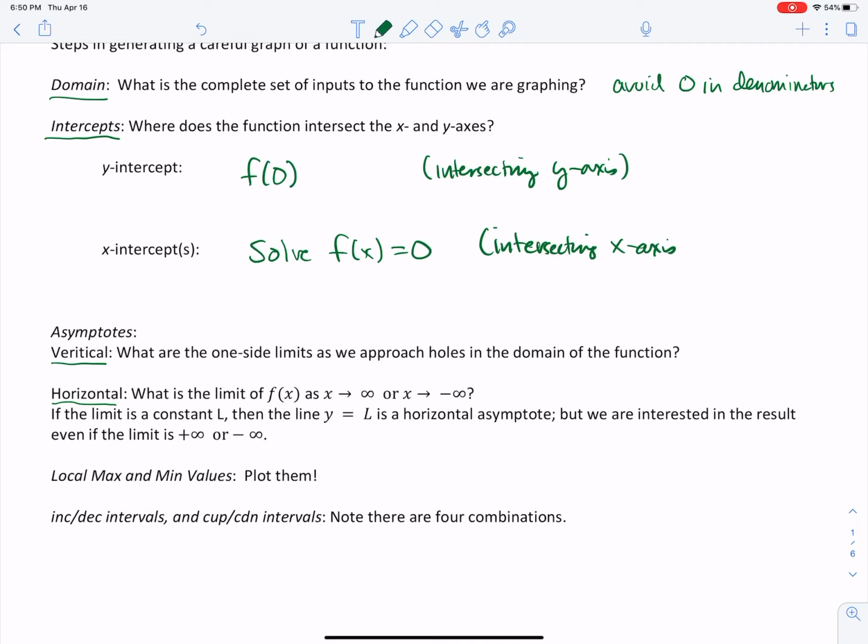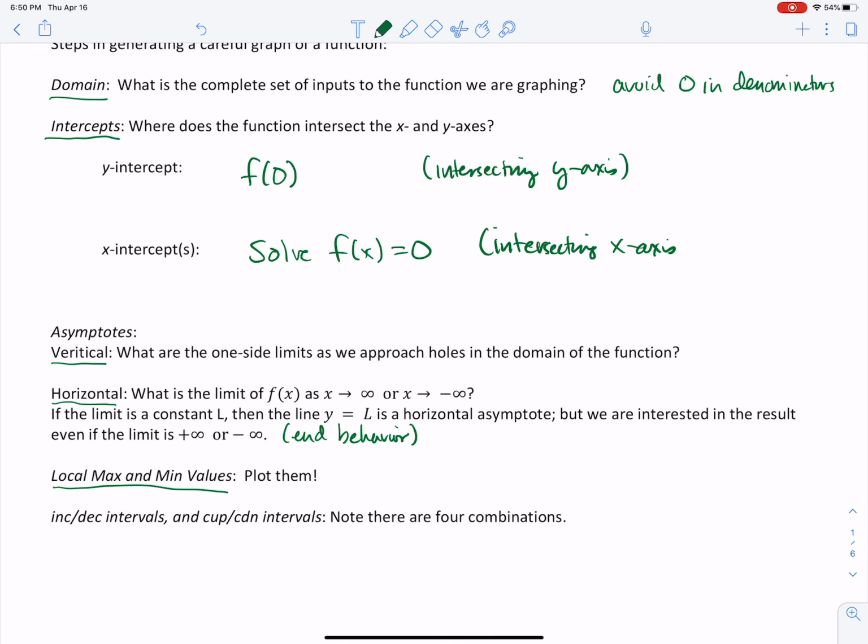But we are going to be interested in just in general with end behavior here. And so we're asking, even if the function is going toward plus infinity or minus infinity as we go off to the left or right of the graph, we're going to be interested in using that information to help us graph our function. Then we want to talk about, we've done a lot of work on finding local max and min values. We've got that information, so we may as well plot these functions and see what we've got.